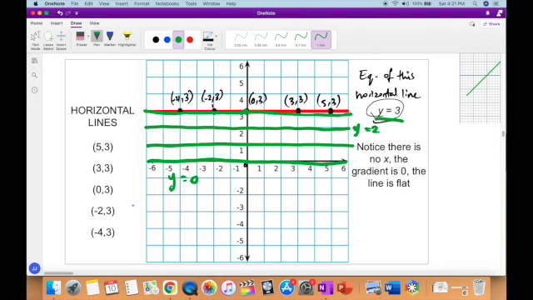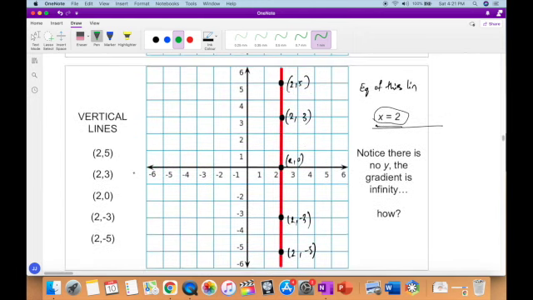Yes, sir. So the equation of the x-axis is the line y is equal to 0. Yeah? So that is a nice little point. Just make a little note of that. Go back to your horizontal lines and make a little note of that. The equation of the x-axis itself is the line y is equal to 0.